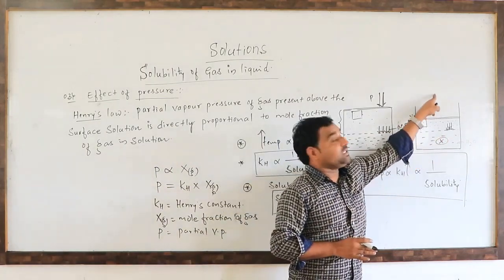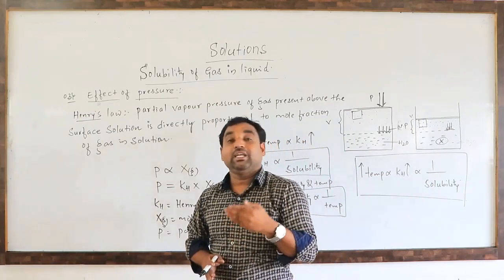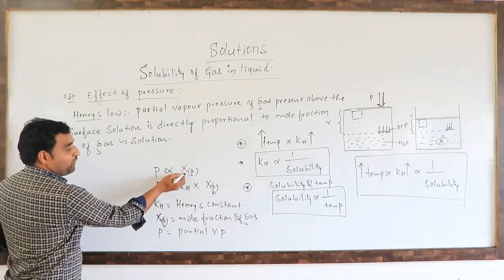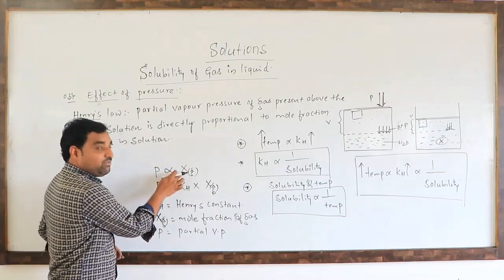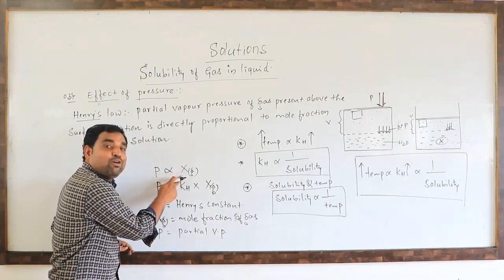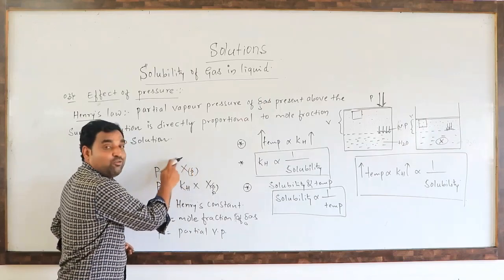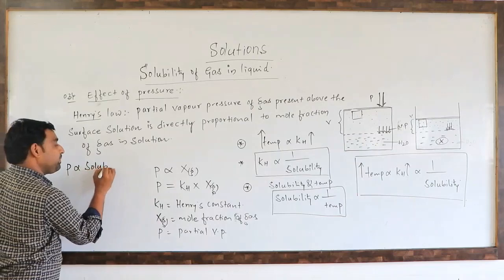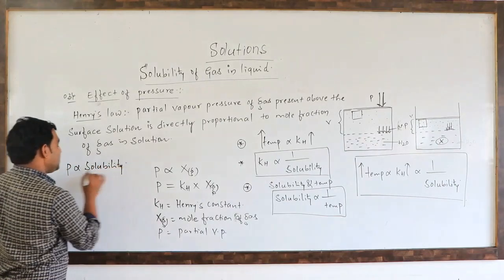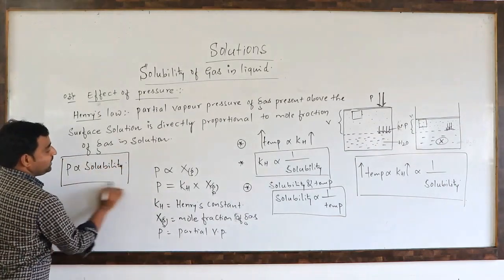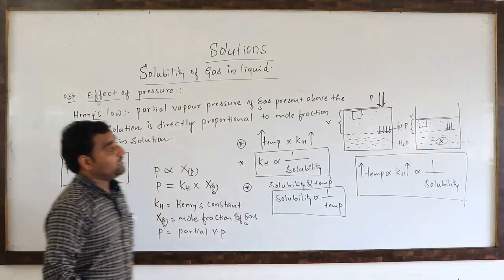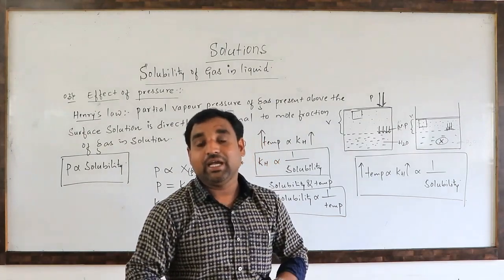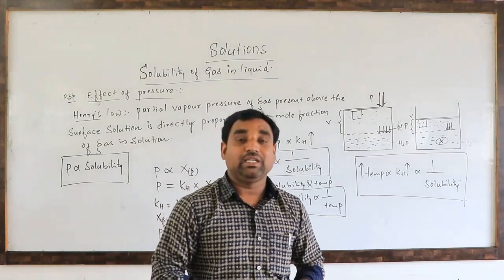If the pressure increases, the solubility of a gas in a liquid increases. So pressure is directly proportional to the mole fraction. The solubility of a gas in a liquid can be expressed in the form of a concentration term like mole fraction. So pressure is directly proportional to solubility here. More the pressure, more the solubility of a gas in a liquid. So this is Henry's law. And now we'll discuss the applications and also the limitations of Henry's law.